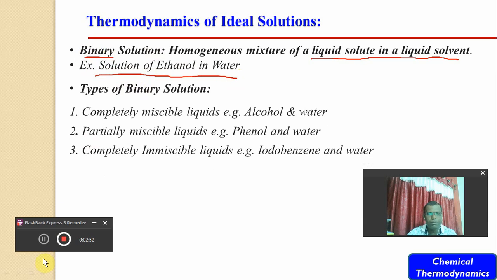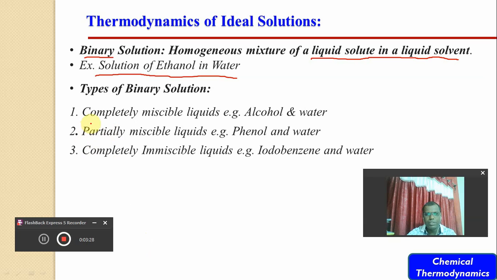Whenever we talk about types of binary solution based upon the physical conditions as well as their tendency to undergo miscibility, the solutions are classified into three different types. A binary solution definitely consists of only two components. One is the solvent, another one is the solute. The solute is present in the smaller quantity while the solvent is present in the larger quantity, and particularly we are going to talk about the homogeneous binary solution. So both will be present in the liquid form.